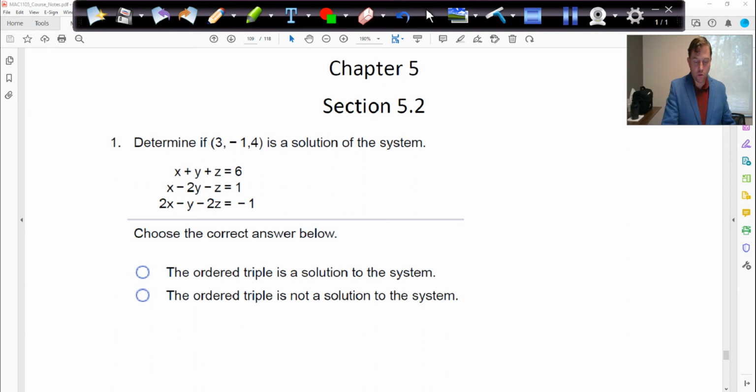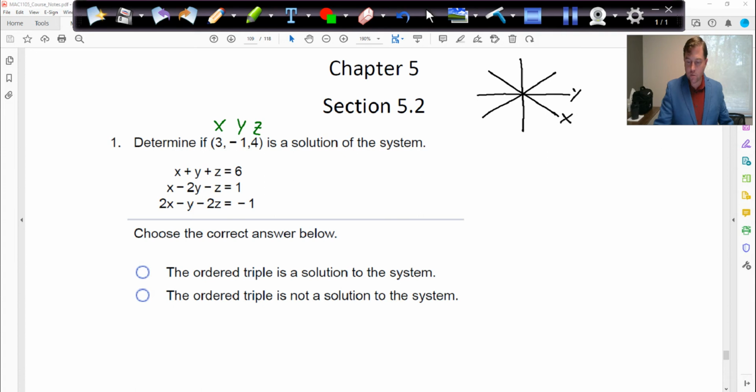And so we're given an ordered triple, and it's going to be x, y, and z. So this is a point in three-dimensional space, so this is difficult to draw. Basically, you have the two-dimensional Cartesian grid, and then you overlay onto it another axis, and if you can imagine this, this would be x, y, and then z. So if we were to plot this point, it's 3 in the x, minus 1 in the y, and then 4 in the z.